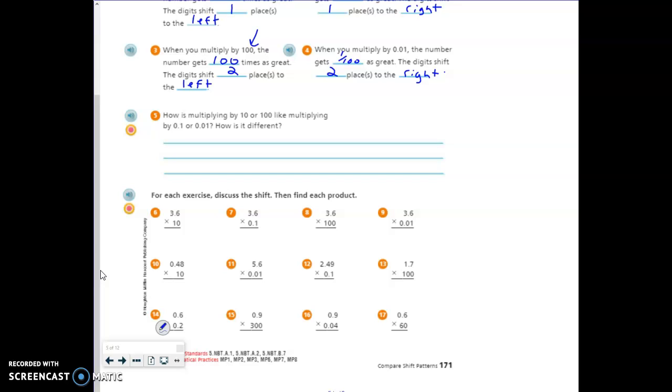The difference is the direction in which we move it. If our number is bigger than 1, our 10, our 100, our 1,000, those numbers are going to shift to the left. They're getting bigger. Or if I'm multiplying by a decimal number, something smaller than 1, 0.1, 0.01, 0.001, those numbers are going to shift to the right. So the amount of place values is the same. The difference is the direction in which they're going.